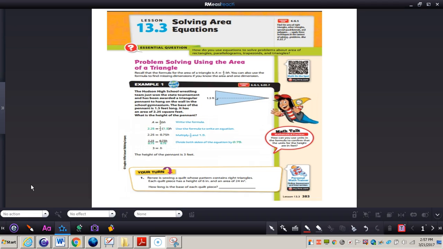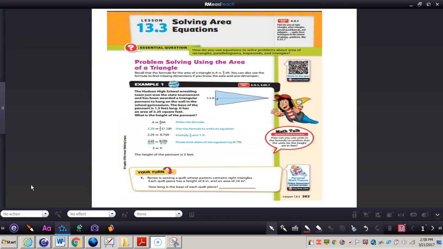It says the Hudson High School wrestling team just won the state tournament and has been awarded a triangular pennant to hang on the wall in the school gymnasium. The base of the pennant is 1.5 feet long. It has an area of 2,250 square feet. What is the height of the pennant?